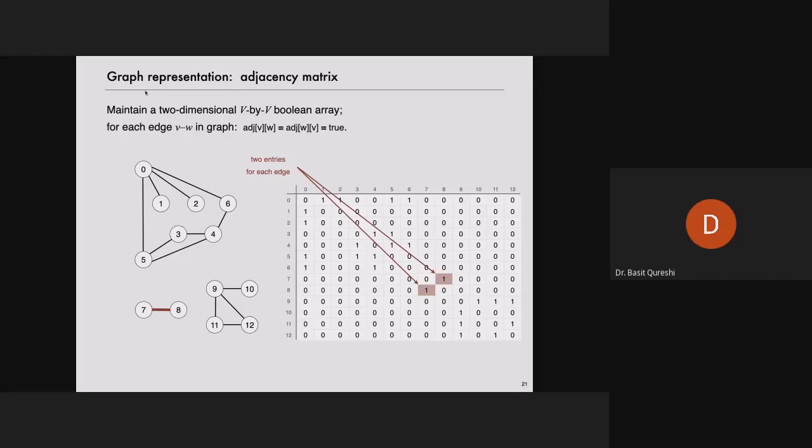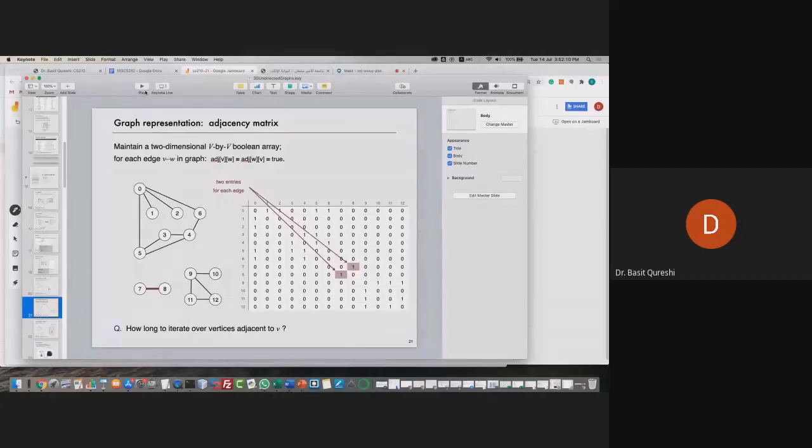So for example, is there an edge from 0 to 0? You go to row 0, column 0. This is 0, which means there is no edge. Row 0, column 1, this is 1, which means there is an edge. So 0 to 1, there is an edge. Is there an edge between 1 and 3? How do we check? Row 3, go to column 3, 0. This means there is no edge. Do you understand how this is working?